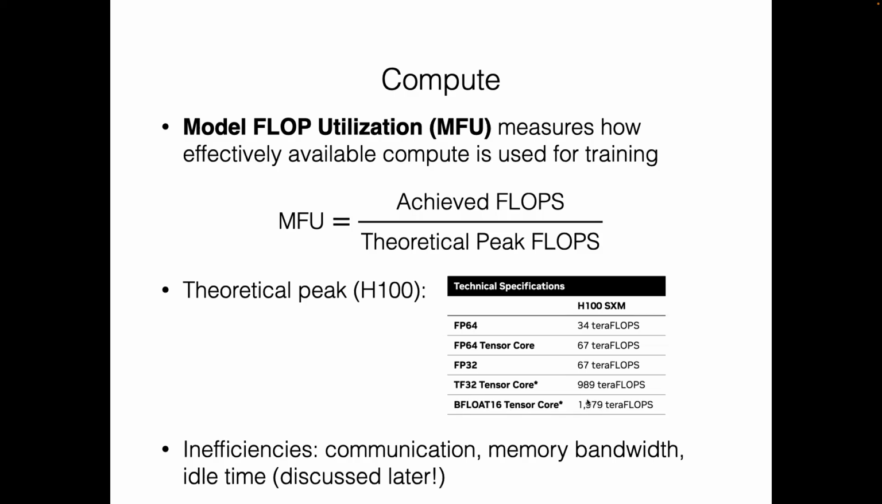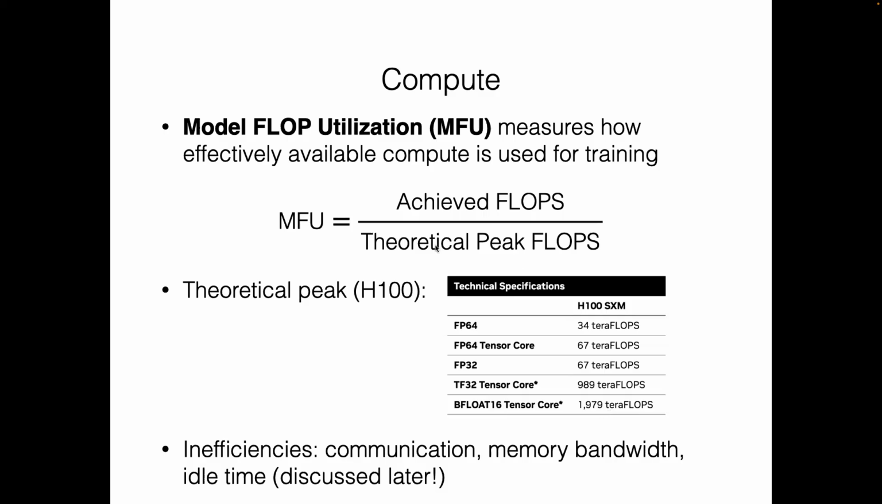And so then you can get this number here, which is 1,979 teraflops. And I think teraflops is like a trillion FLOPs. So this is 2,000 trillion floating point operations per second. So kind of a lot.